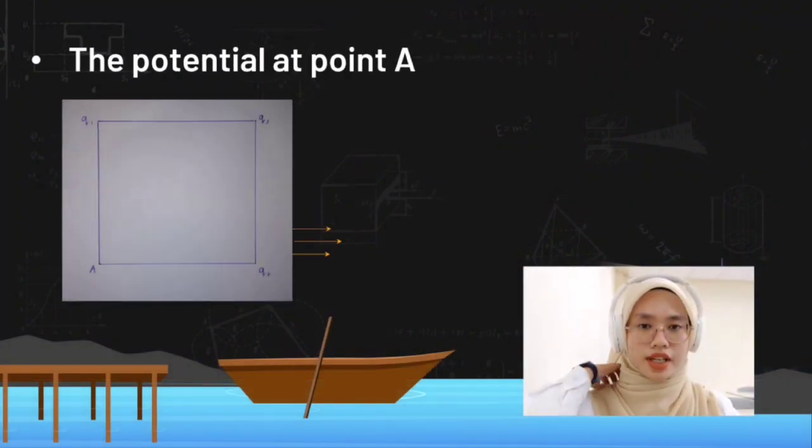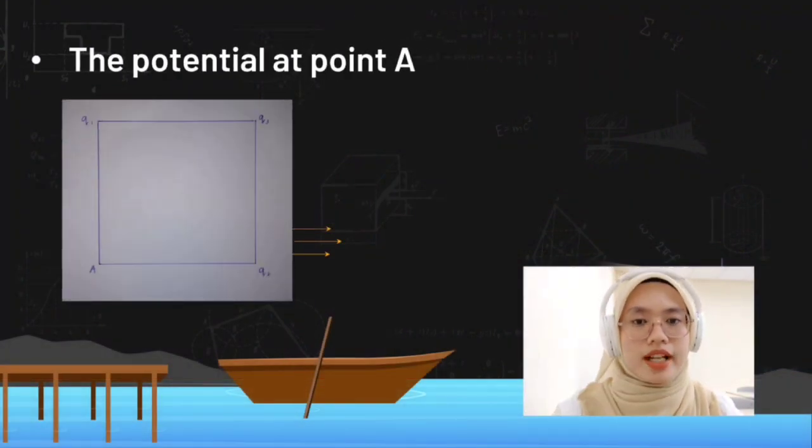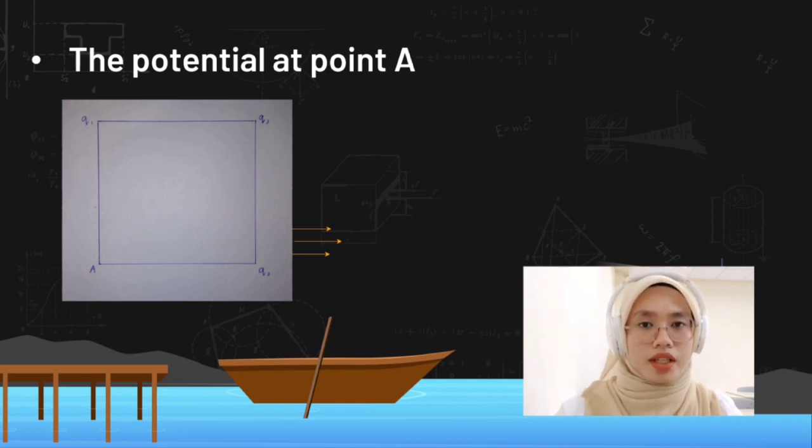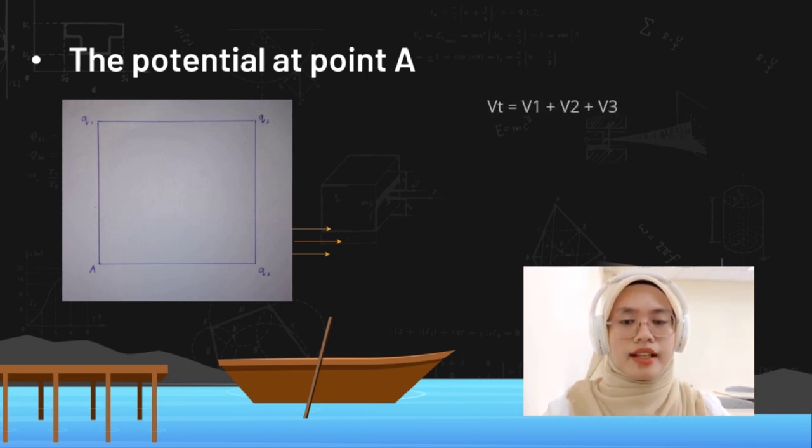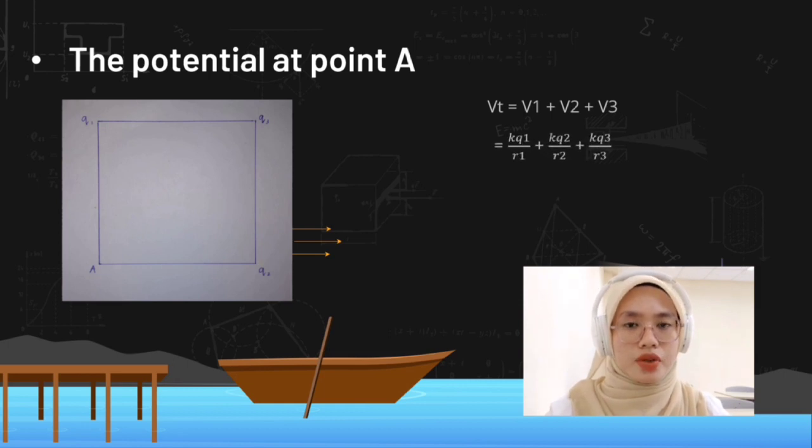So let's move on to the next question, which is calculate the potential at point A. To find the potential, we must use the formula V equals KQ over R. Do not use the formula K times modulus Q over R squared, because that formula is used to find force. Because we have 3 charges, we must add each charge, which is V total equals V1 plus V2 plus V3. Then use the formula of K times Q over R for Q1, Q2 and also Q3.